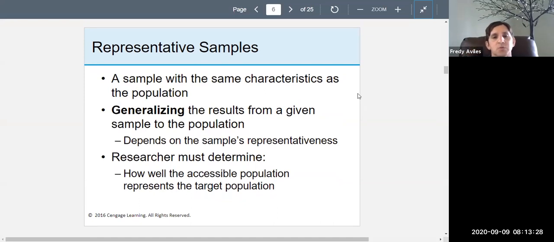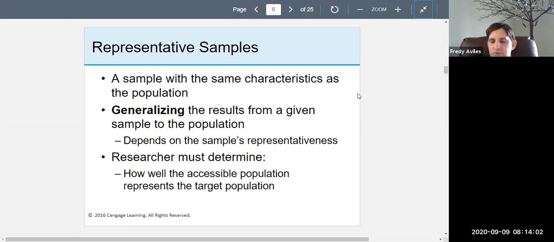Here it is again, more words. So you want a representative sample, okay? You want a sample that represents the population. A representative sample is a sample with the same characteristics as the population, okay? Because generalization is done more easily if your sample looks like the population, has things in common with the population. So generalizing the results from a given sample to the population depends on the sample's representativeness.